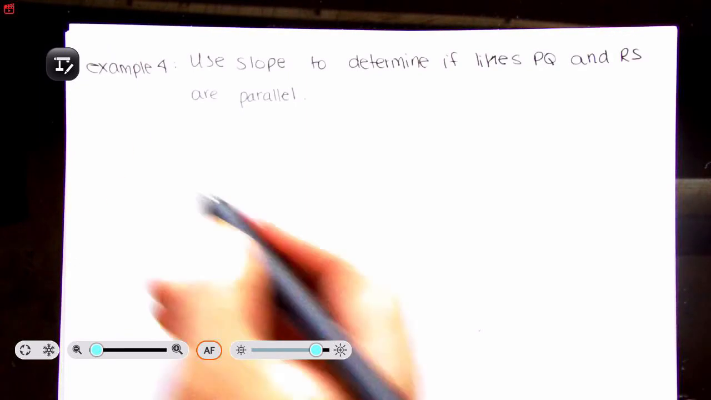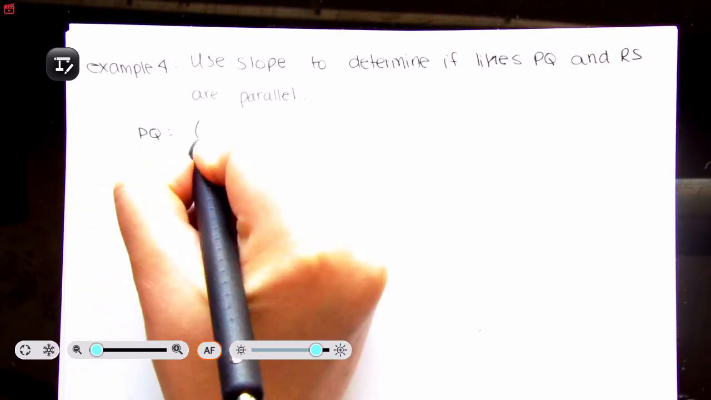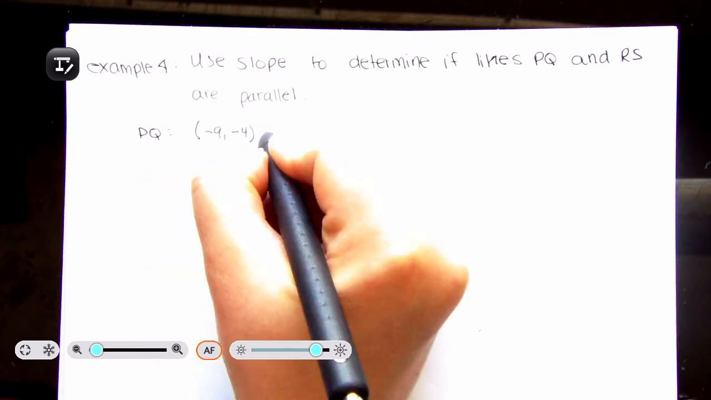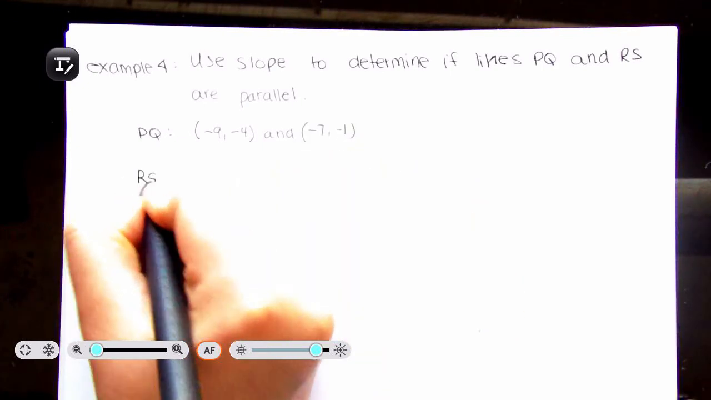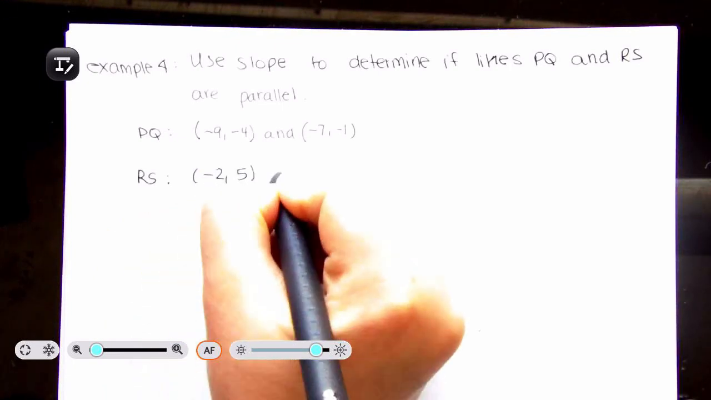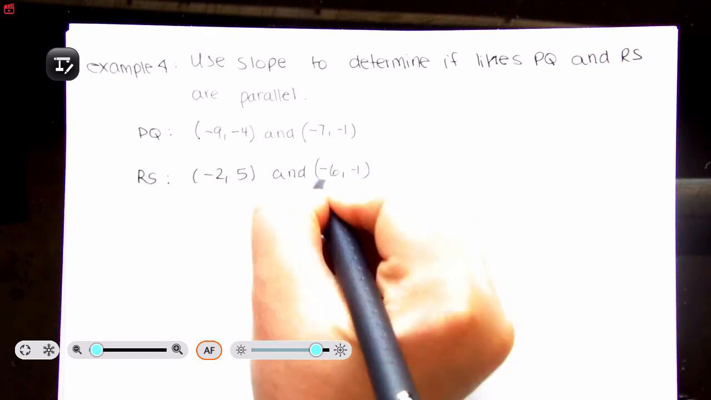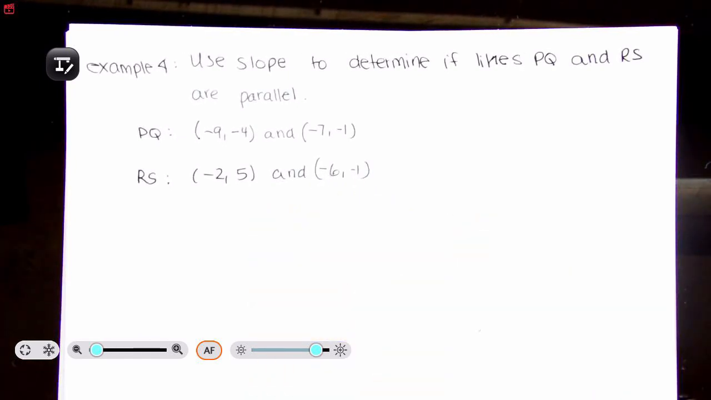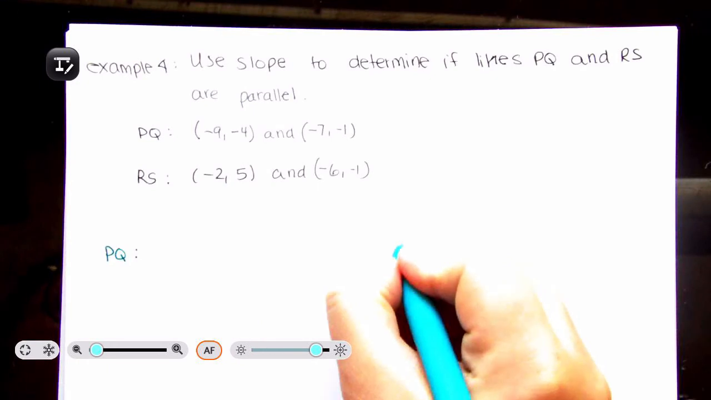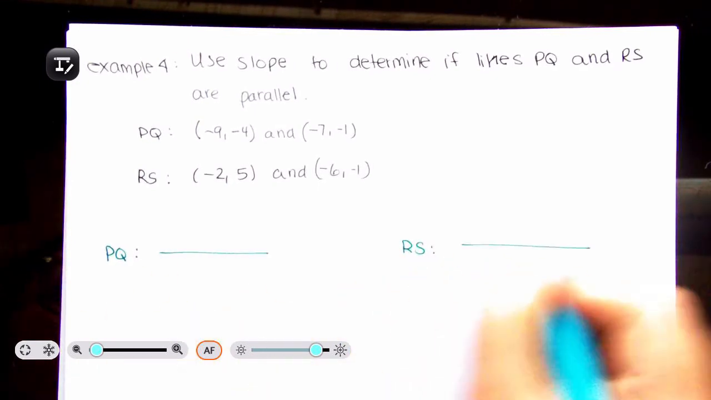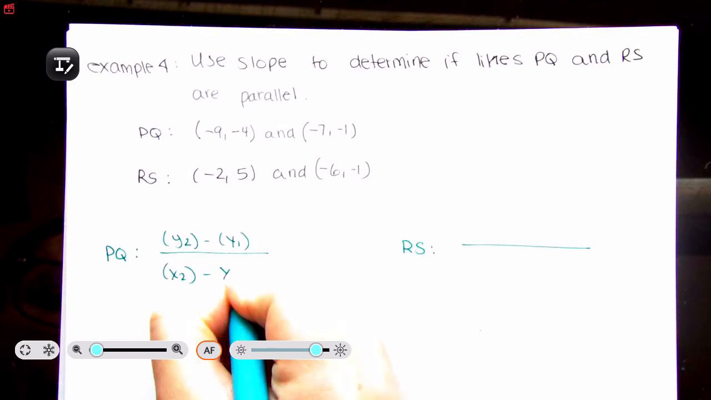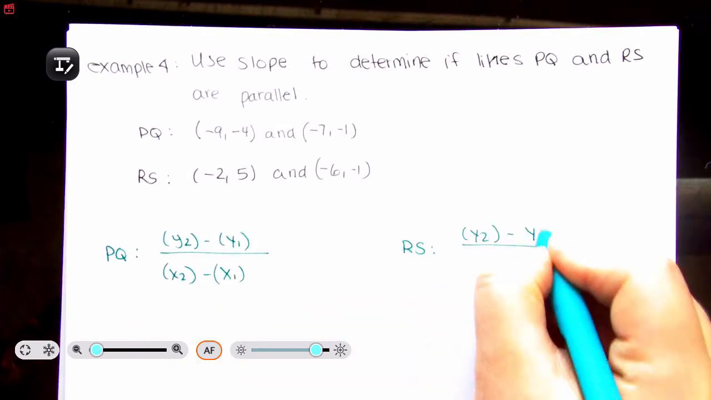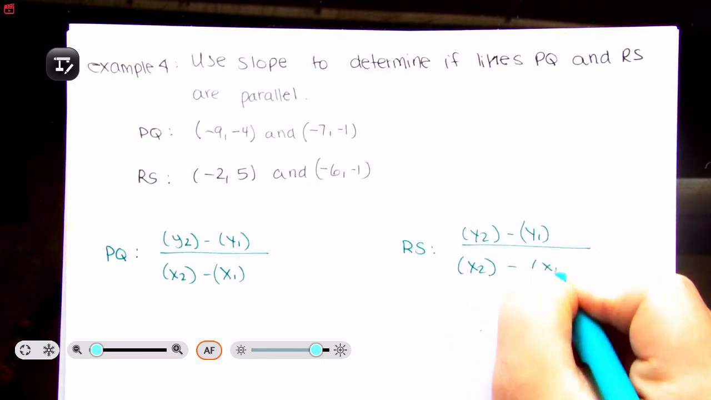So they're going to tell us that PQ has two points, (-9, -4) and (-7, -1), respectively. And then we have RS, which is (-2, 5) and (-6, -1). When you are solving a problem like this, you have to use the slope formula twice. You have to find the slope for PQ, and you have to find the slope for RS. I'm going to copy it down twice: y2 minus y1 over x2 minus x1, y2 minus y1 over x2 minus x1.